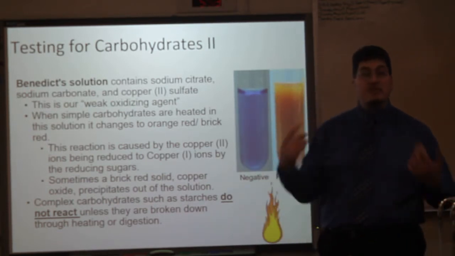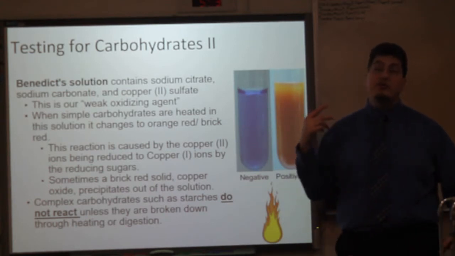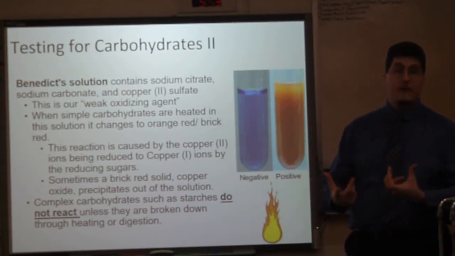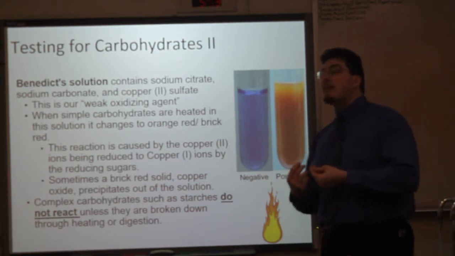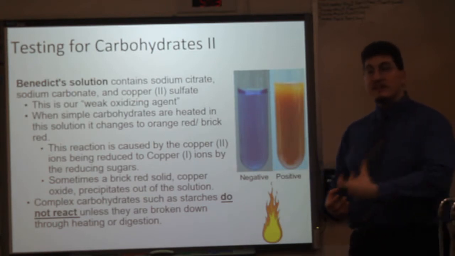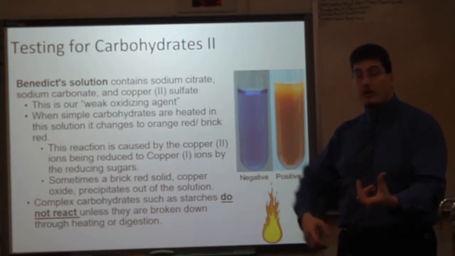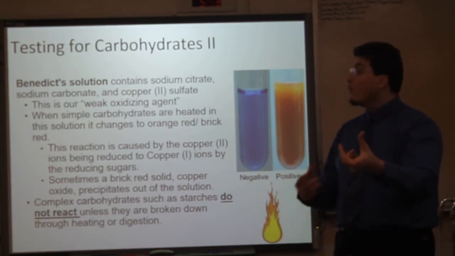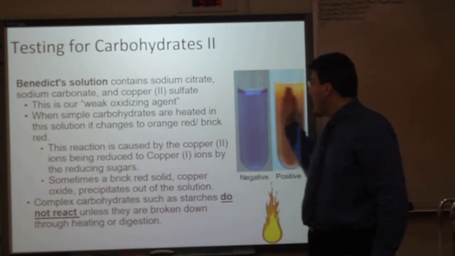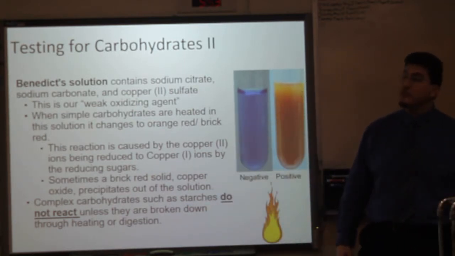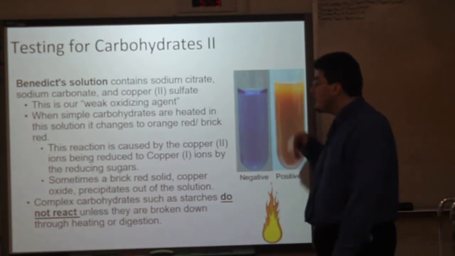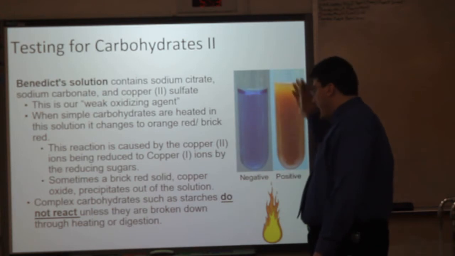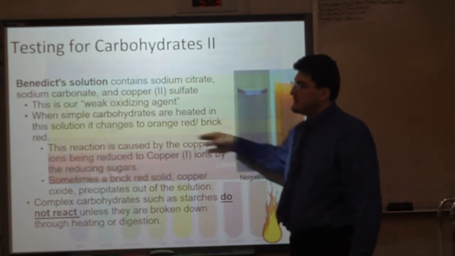For the purposes of the Cambridge lab, a non-reducing sugar is almost exclusively referring to sucrose, which is glucose plus fructose. You must hydrolyze sucrose. You must break it down into glucose, which is a reducing sugar, and fructose, which is not a reducing sugar, so that the reducing sugar, glucose, will react with Benedict's solution, and you will get this copper 1 ion being reduced and precipitating out of solution.